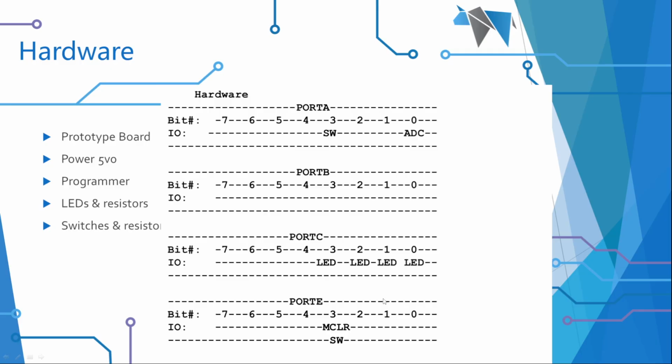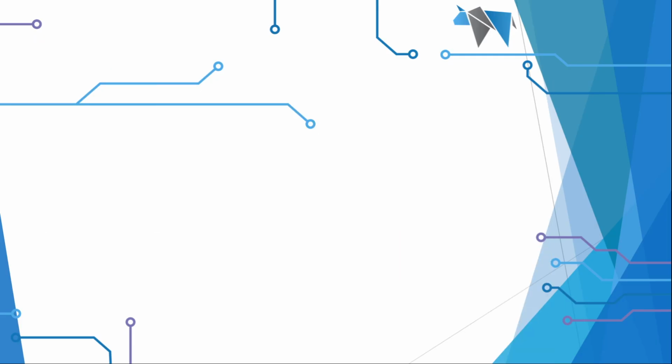In terms of what I've still got, this diagram. Port A, I've got a switch on port A3. Let me bring my little pen up. Port A3 here. ADC is on A0. 4 LEDs on port C, 0, 1, 2, and 3. And I have still got hooked up the switch on the master clear, but won't be using it. I'm just making sure you understand where I've got it.